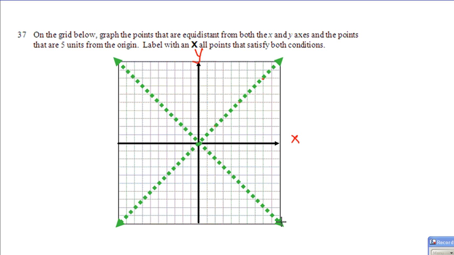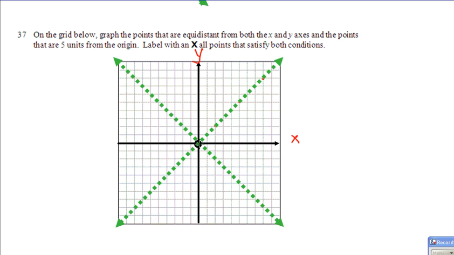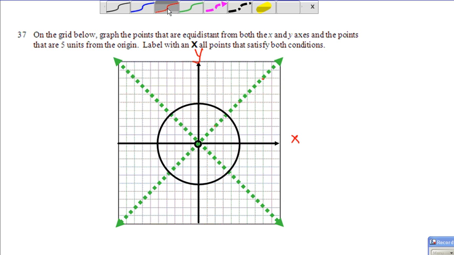But we're looking for also the locus of points that are 5 units from the origin. That means I'm going to have the circle, 5 units. So therefore, and then put an X mark. That's right there. That's right there. That's right there. So 4 places will be great.